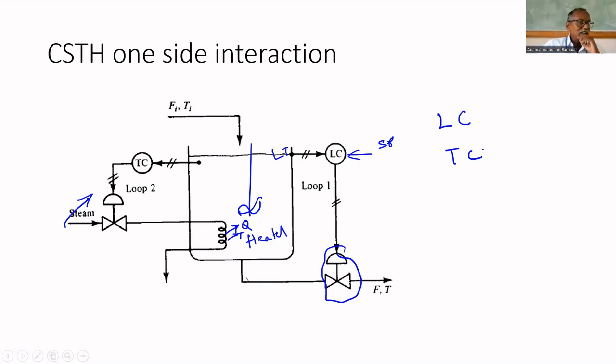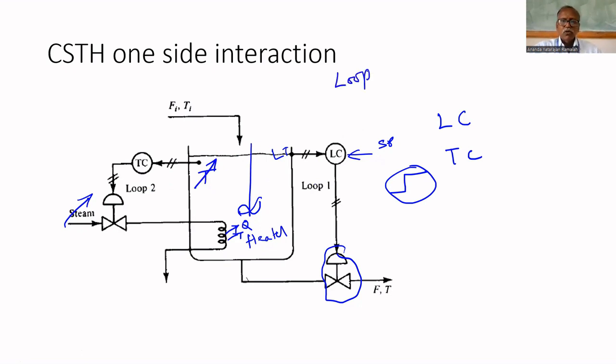Suppose you are giving a set point change in level. Here the steam flow rate is constant, because the temperature is constant, so there is no change in steam flow rate. When you give a set point change in level, as the level increases, the temperature will fall. We are giving a change only in level, not in temperature, but the temperature changes. That's why loop 1 interacts with loop 2.